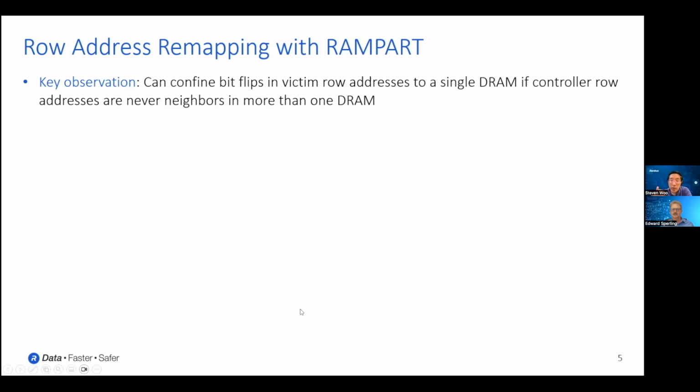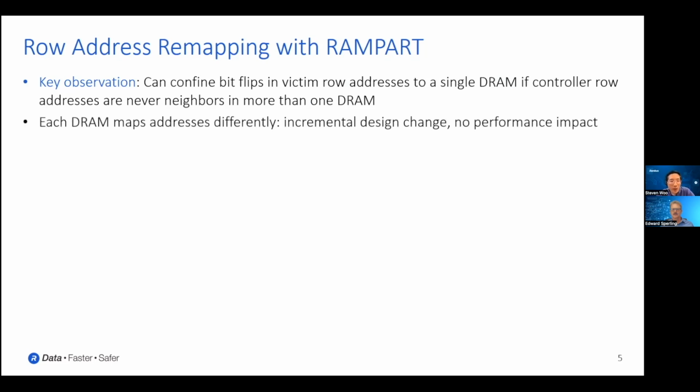But again, remember that when I have a row address that I'm attacking, it's the victim row address in the immediate neighbors that have bits that flip. But if I can guarantee that those controller addresses that correspond to those neighboring rows are never neighbors in more than one DRAM, then anytime I try and read data from a victim row address, I'll only ever have errors from one DRAM. And so I'll illustrate that here in a second.